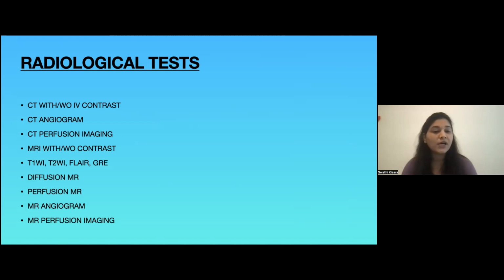And they include CT with or without IV contrast, CT angiogram studies, CT perfusion imaging, MRI with or without contrast, conventional MRI studies showing T1, T2, FLAIR and gyri sequences, diffusion and perfusion MR studies, and MR angio and MR perfusion imaging.